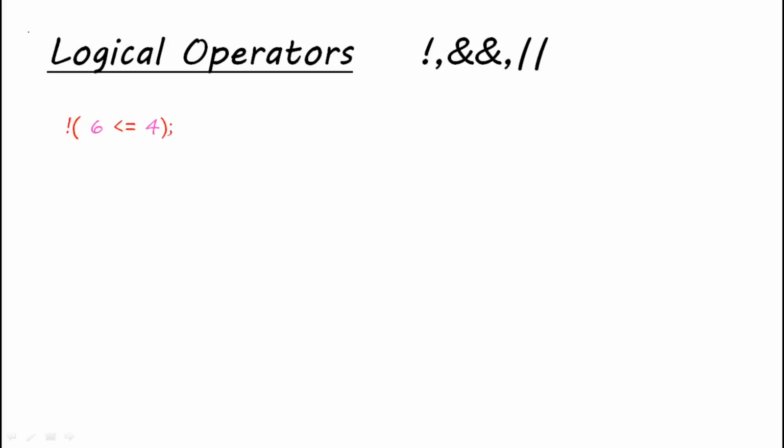Then there are logical operators which are not, and, or. This exclamation mark is the sign for not. So this will reverse the value from true to false and from false to true. So not (6 <= 4): 6 less than or equal to 4 is false. But since there is a not, this expression evaluates to true, that is 1. Not true means false or 0.